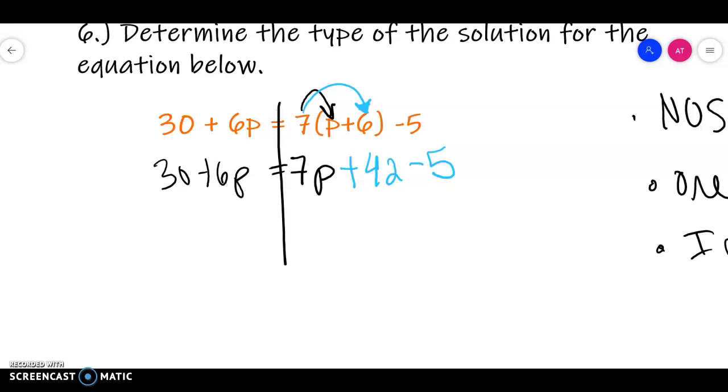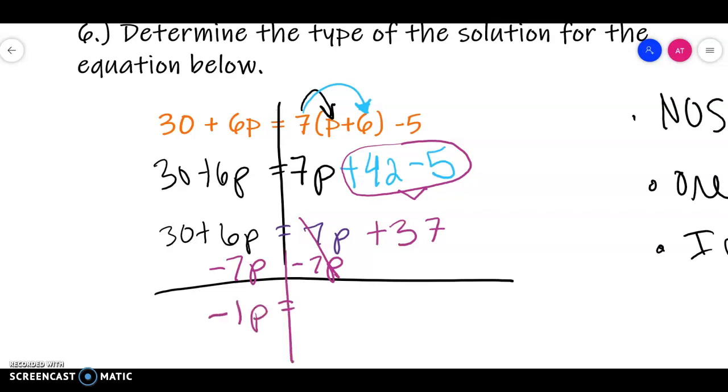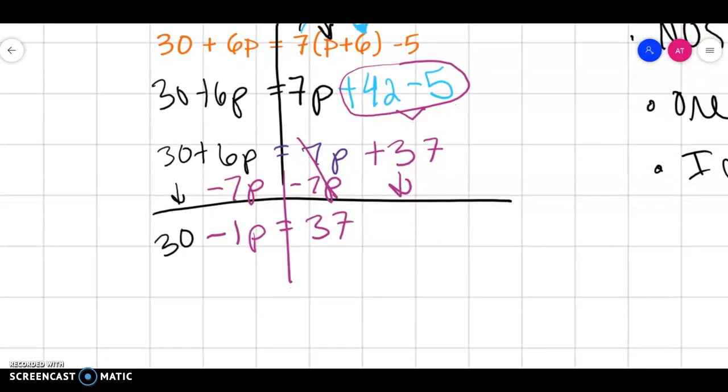On my right side, I can combine my positive 42 and minus 5. What is 42 minus 5? 37. So I'm going to just bring everything else down. All right. Let's move our 7p to the other side. Since it's a positive, I'm going to subtract 7p from both sides. 6p minus 7p is actually going to give me a negative 1p. And since I didn't do anything to that 30, I can just bring it straight down.